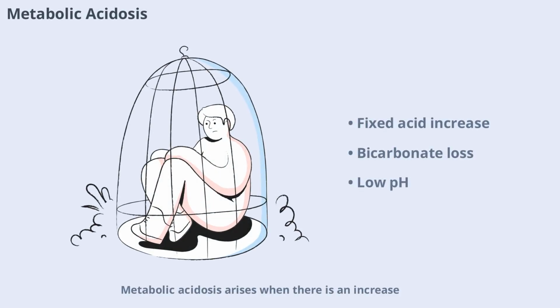Metabolic acidosis arises when there is an increase in fixed acids or a loss of bicarbonate. Common causes include diarrhea, diabetic ketoacidosis, and renal failure. The drop in bicarbonate leads to a decrease in pH, causing acidosis. Recognizing metabolic acidosis is vital for prompt treatment, as it can quickly become life-threatening. We'll discuss the typical ABG findings and clinical examples.